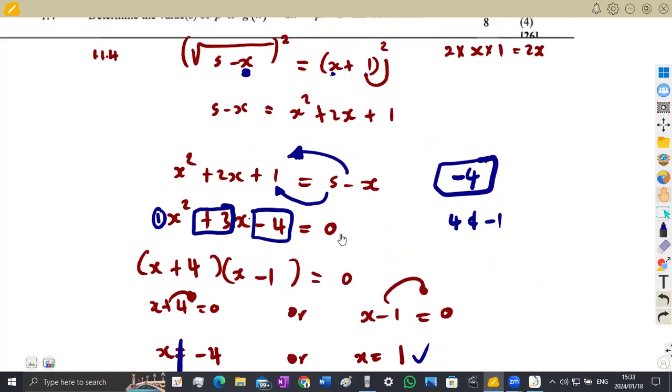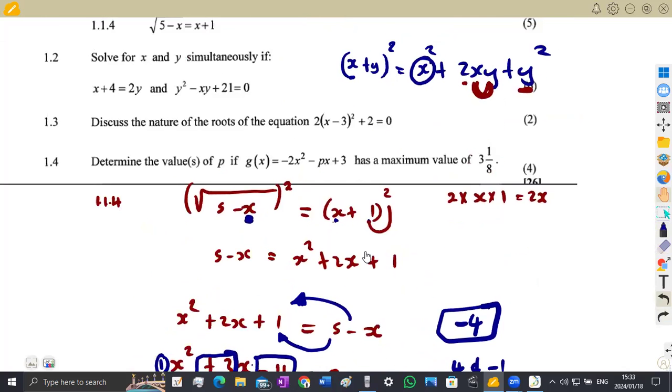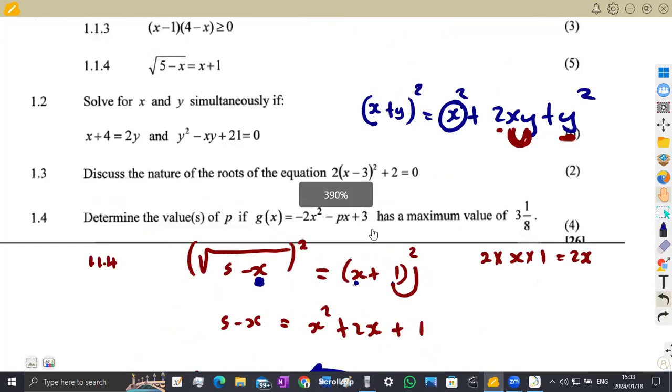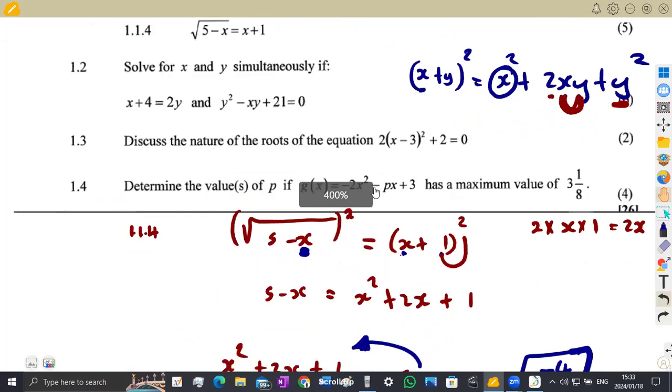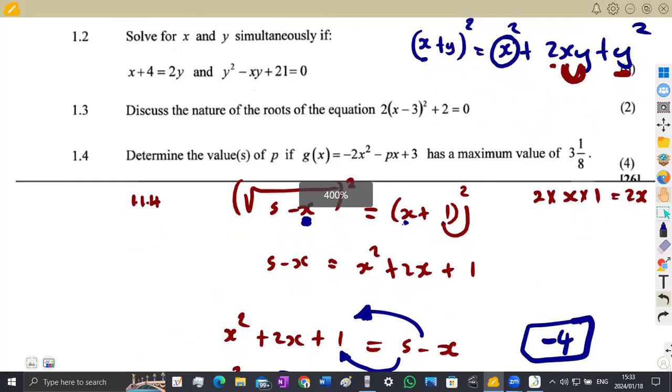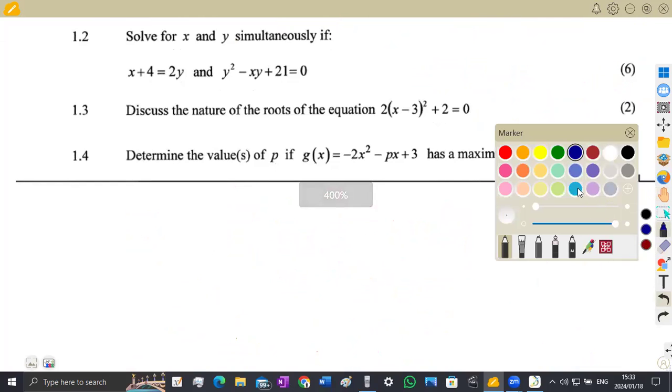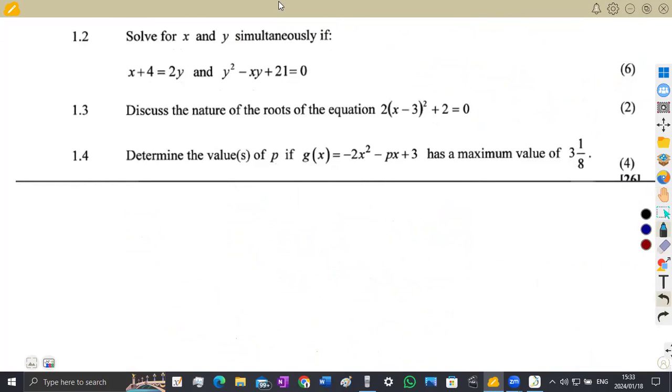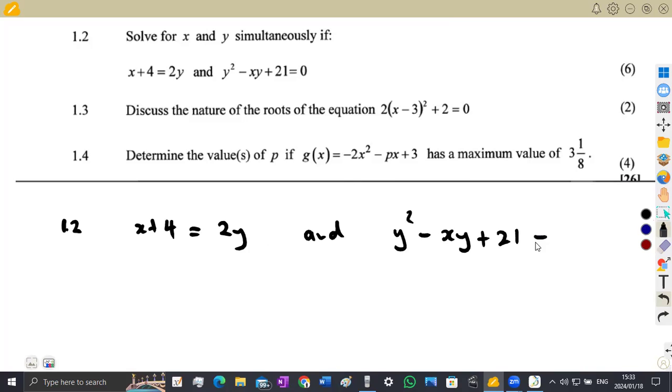All right, so that's 1.14. Let us check another question, 1.2. There we are given to solve for x and y simultaneously, considering the simultaneous equations. All right, so we've got the first equation here, which is x plus 4 is equal to 2y, and the other one, that is y squared minus xy plus 21 is equal to 0.